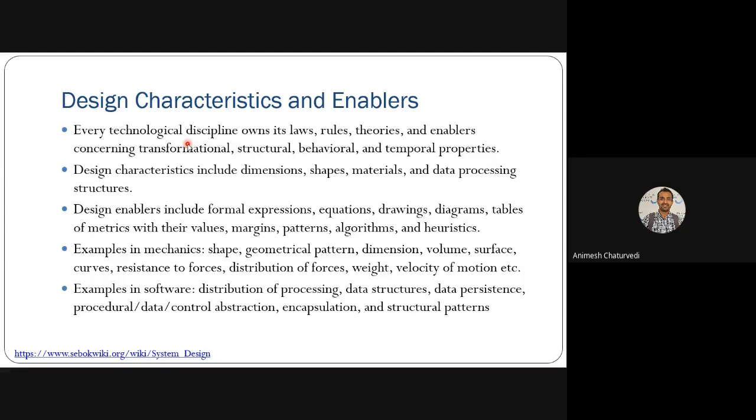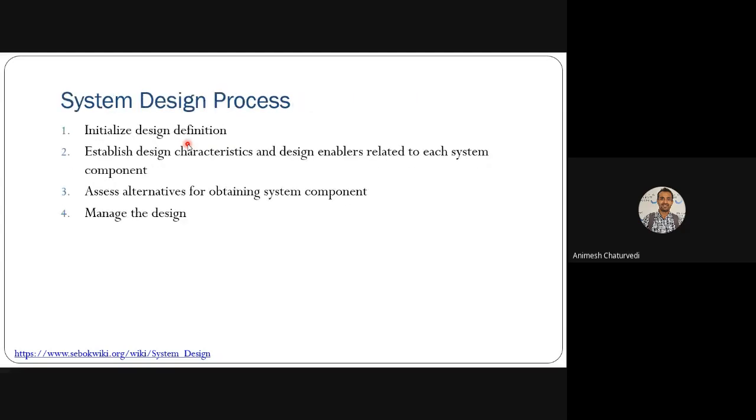Examples from mechanical engineering are shape, geometry, patterns, dimensions, volume, resistance and force, weights and velocities. Software has design enablers like distributed processing, data structure, data persistence, and some control and abstraction. So there are encapsulation and structural patterns.